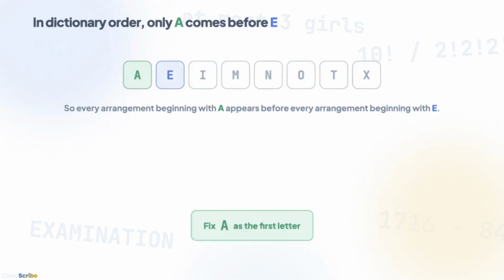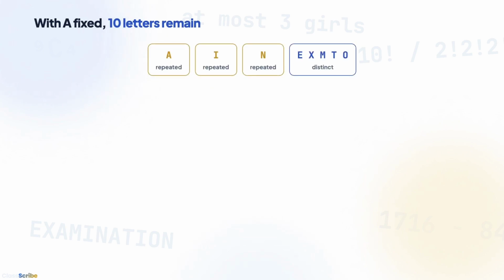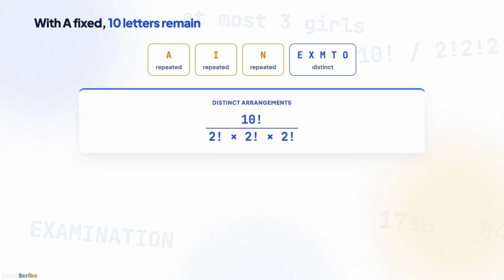Fix A as the first letter. Now 10 letters remain. These consist of 1 A, 2 I's, 2 N's, and 5 distinct letters. The number of distinct arrangements is 10 factorial divided by 2 factorial multiplied by 2 factorial multiplied by 2 factorial.